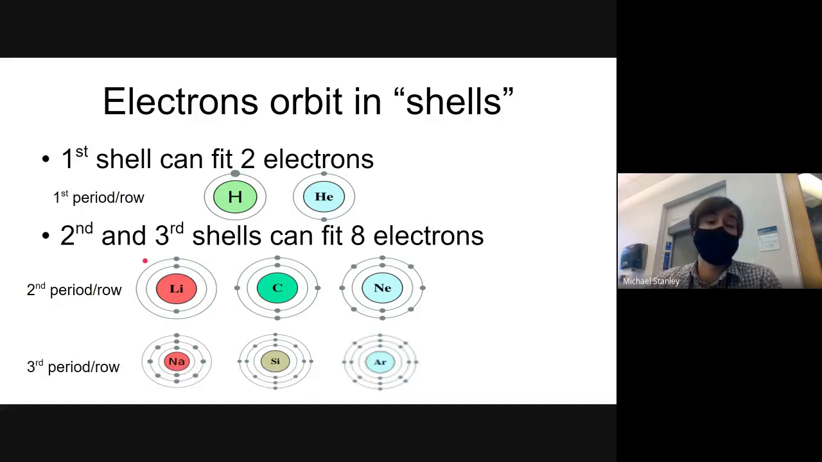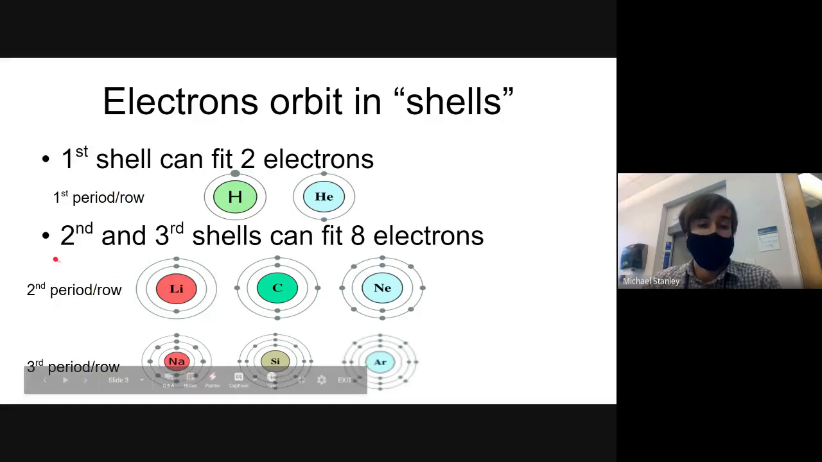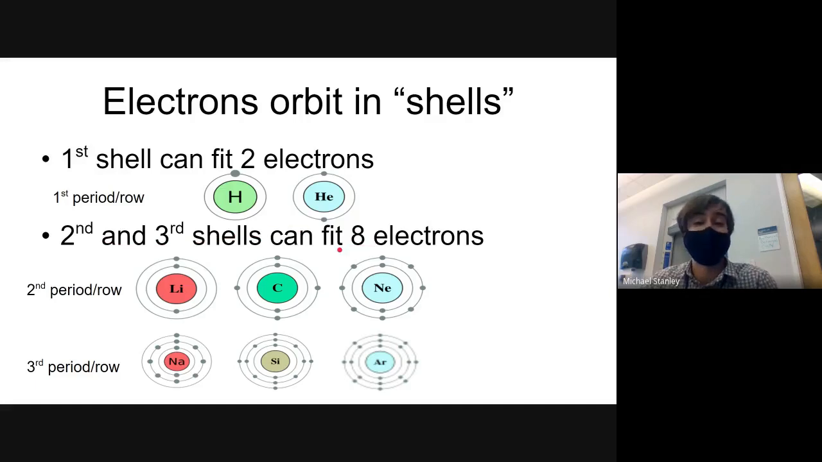So the second shell is kind of like the next most outer shell. And the second shell is a lot more spacious than the first shell. It can fit 8 electrons on that shell. So the first one can only fit 2, but the second electron shell can fit up to 8 total.